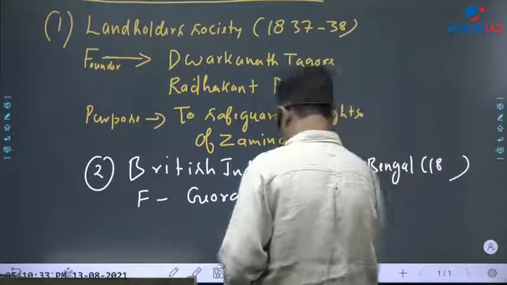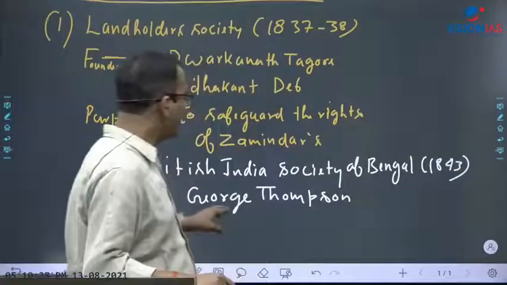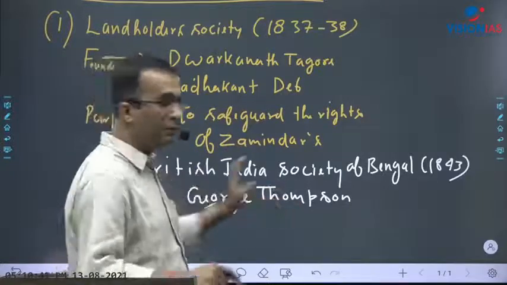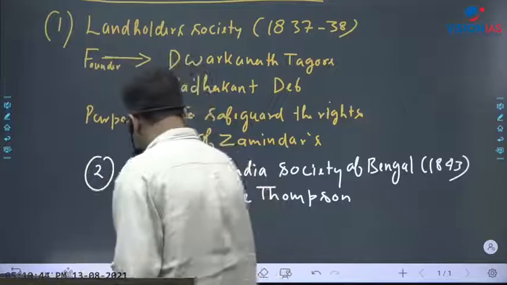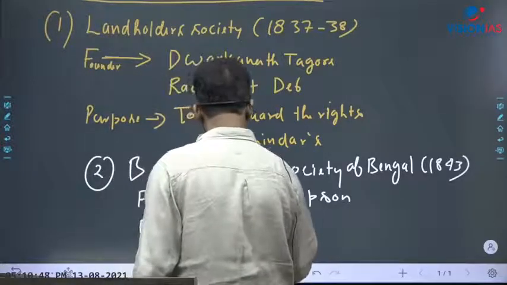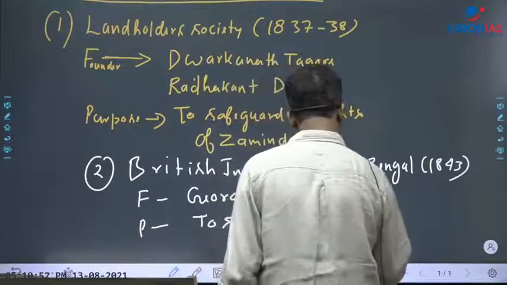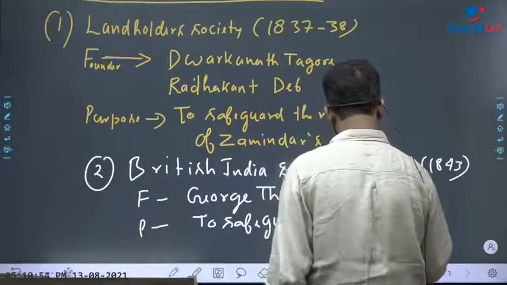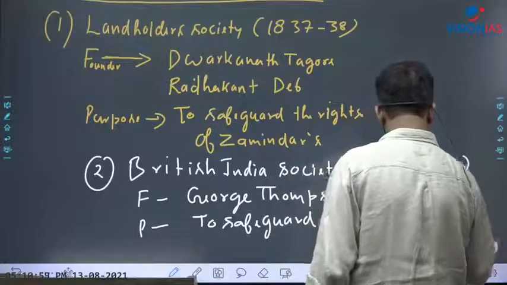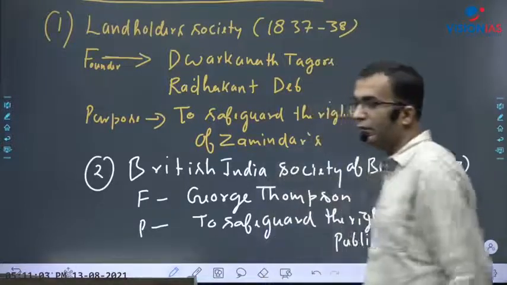Here make it 43. So this organization was working to safeguard the rights of the common public. So purpose, you write, to safeguard the rights of common public.